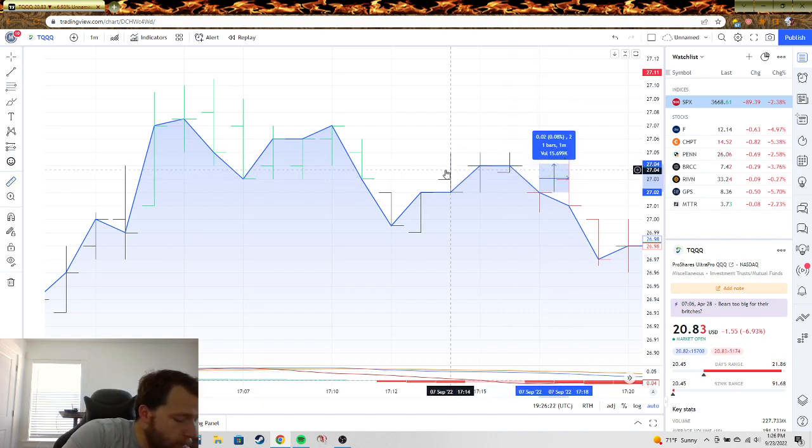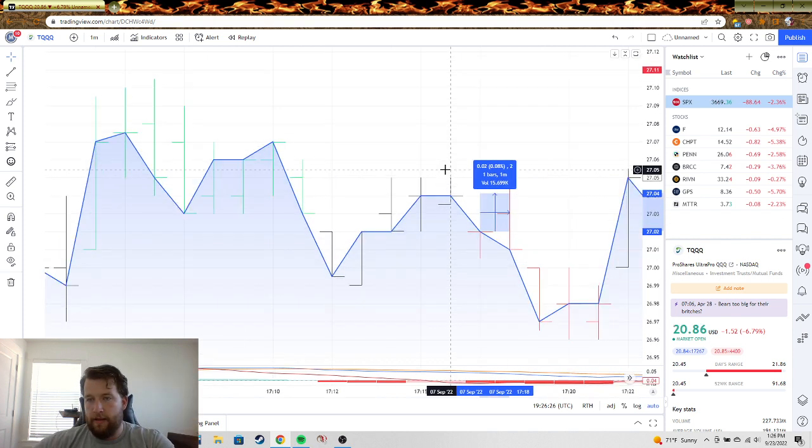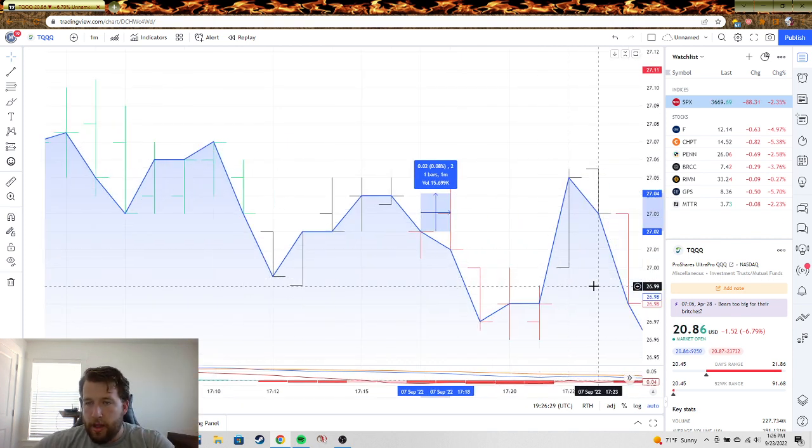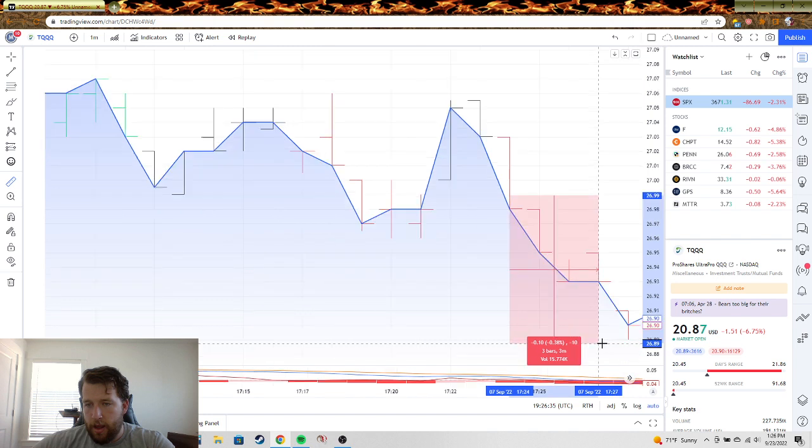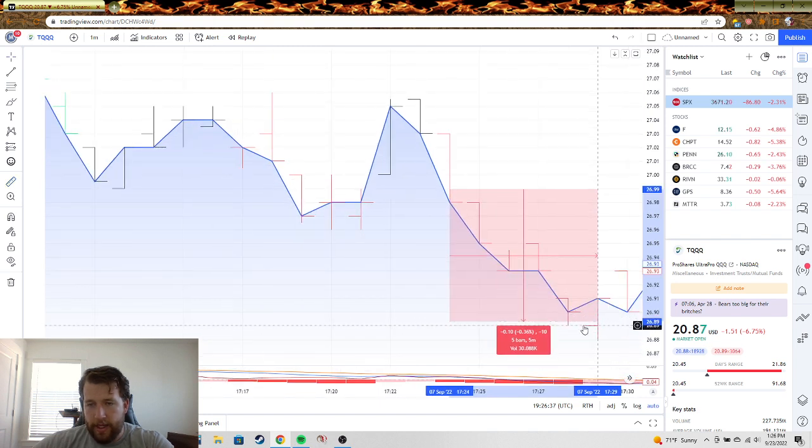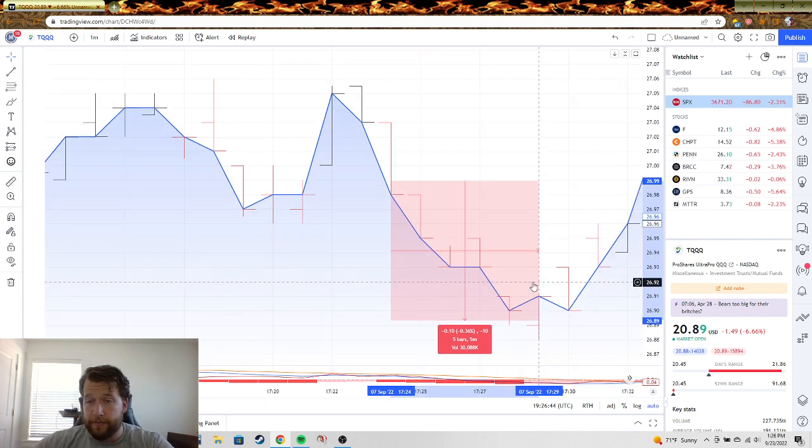So let's say we lost 2 cents there. All right, so we got a big red bar for sell signal, probably near the bottom. And that one we did get 10 cents. So overall, we're up 44 cents at this point.